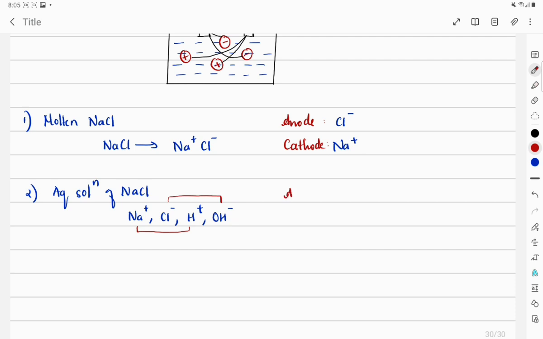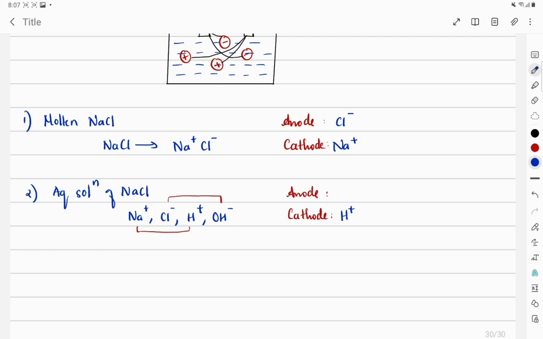So if I write for anode and cathode, we know that when we compare Na+ and H+, obviously the higher reduction potential is for H+, which means at the cathode reduction will happen for H+ and not Na+. So H+ will get reduced into hydrogen gas. Therefore at the cathode, instead of getting a deposition of sodium metal, you will be getting an evolution of hydrogen gas.